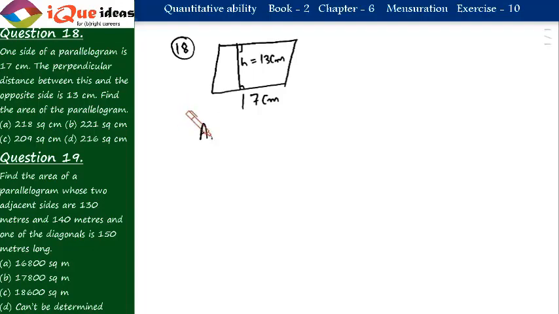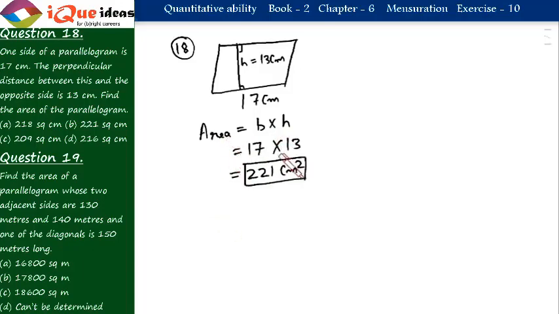Area of parallelogram, as we know, is equal to base into height. The formula for area of parallelogram is base into height. So base here in this case is 17 and height is 13. So 17 into 13 is 221 centimeter square. That is the area of this parallelogram. Alright.